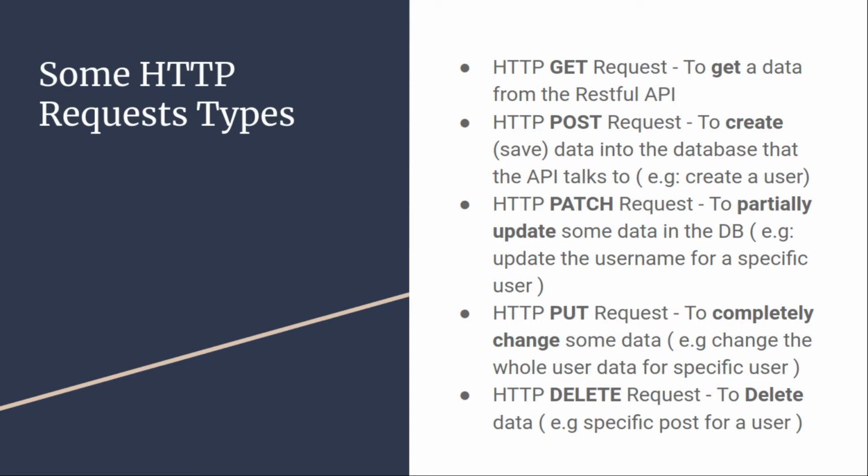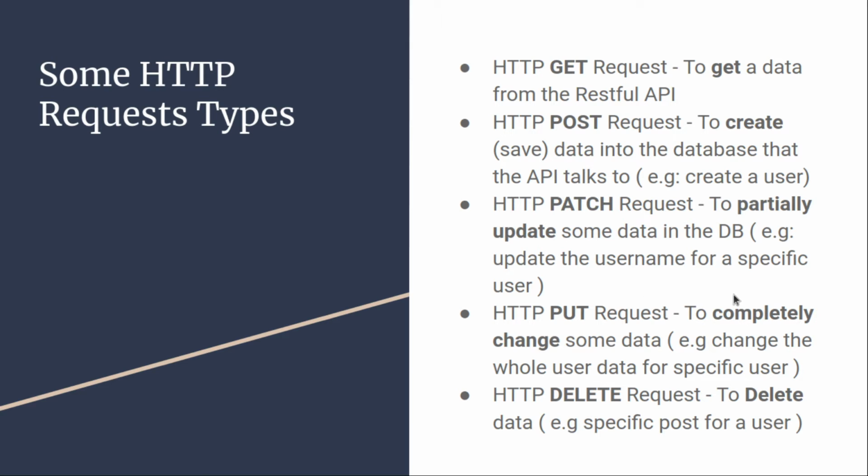So a GET request is to get data from the RESTful API. A POST request, an HTTP POST request, is to create, you can say save, data into the database that the API talks to. For example, creating a user, creating a post, creating a movie object inside the database. A PATCH request is to partially update some data in the database. For example, a user goes to his or her profile and tries to update their username. You will only update the username, and for that you will send a PATCH request.